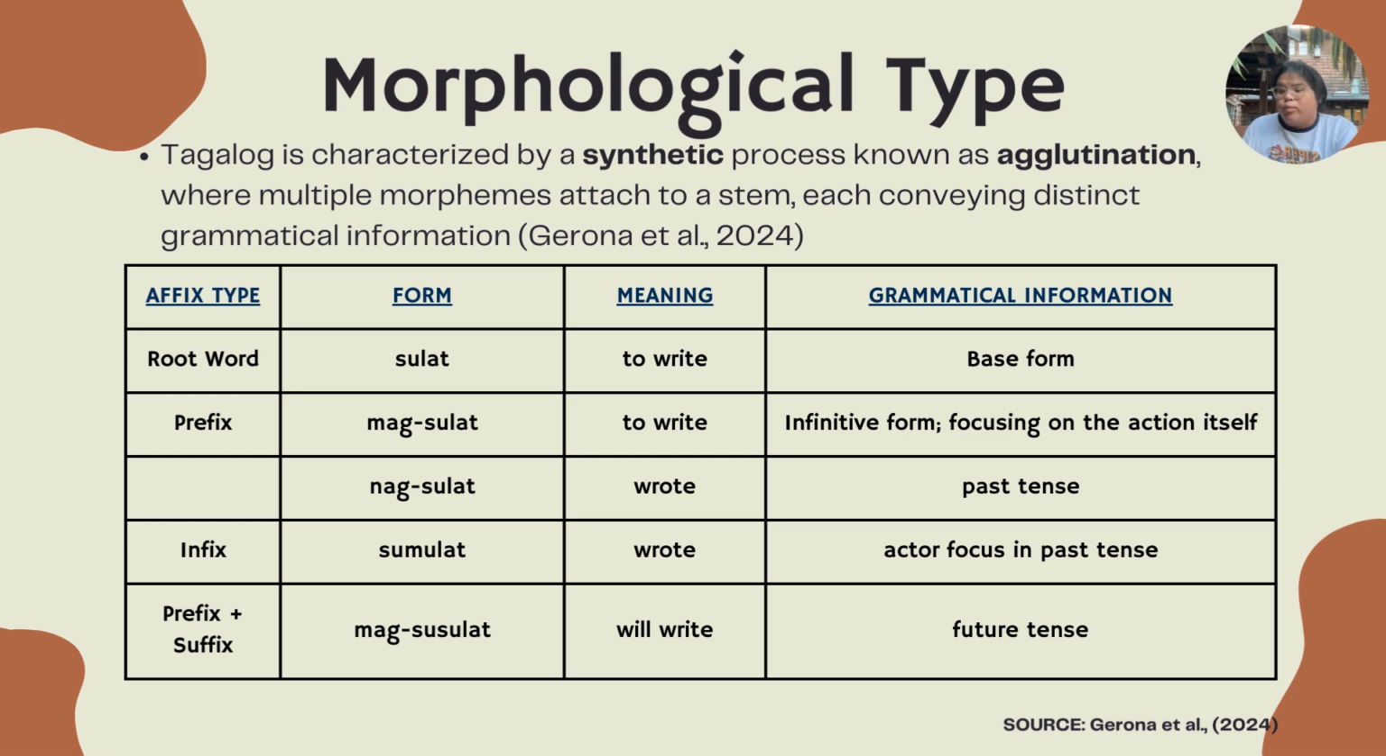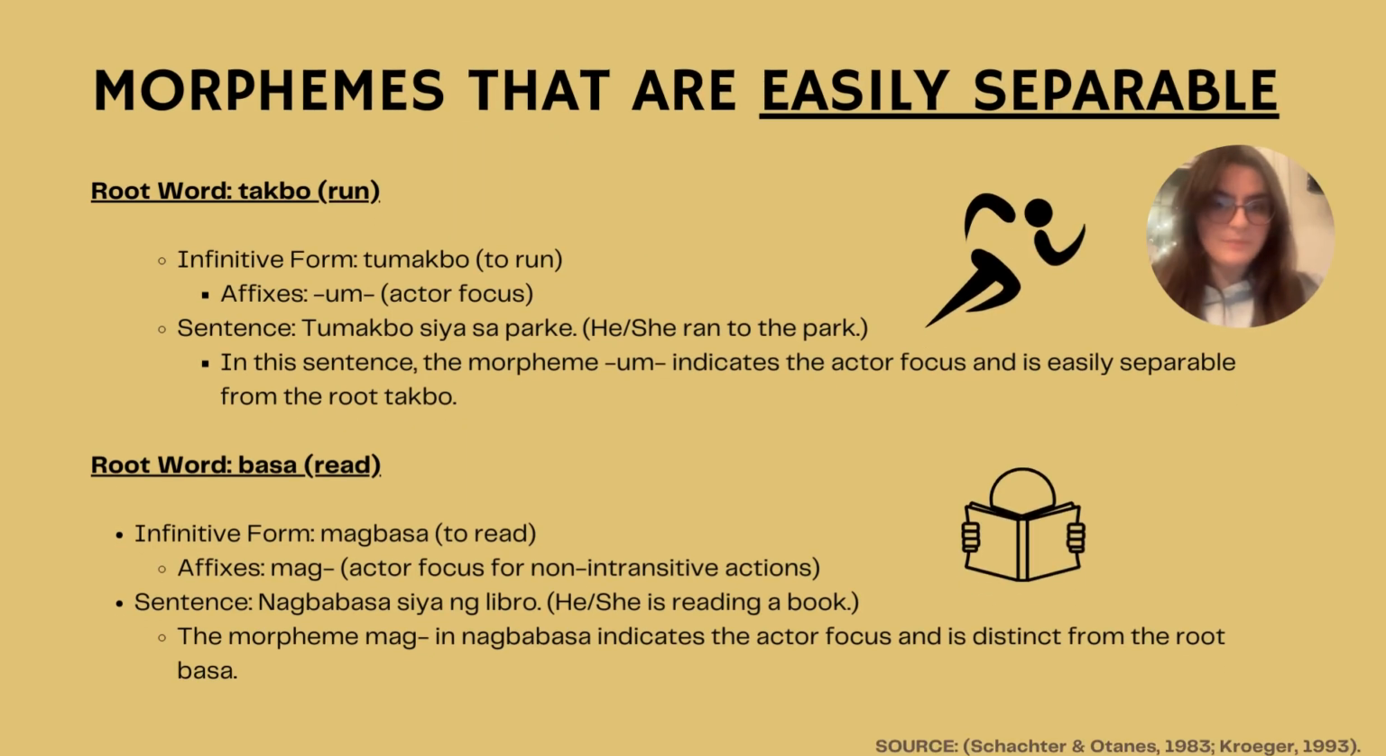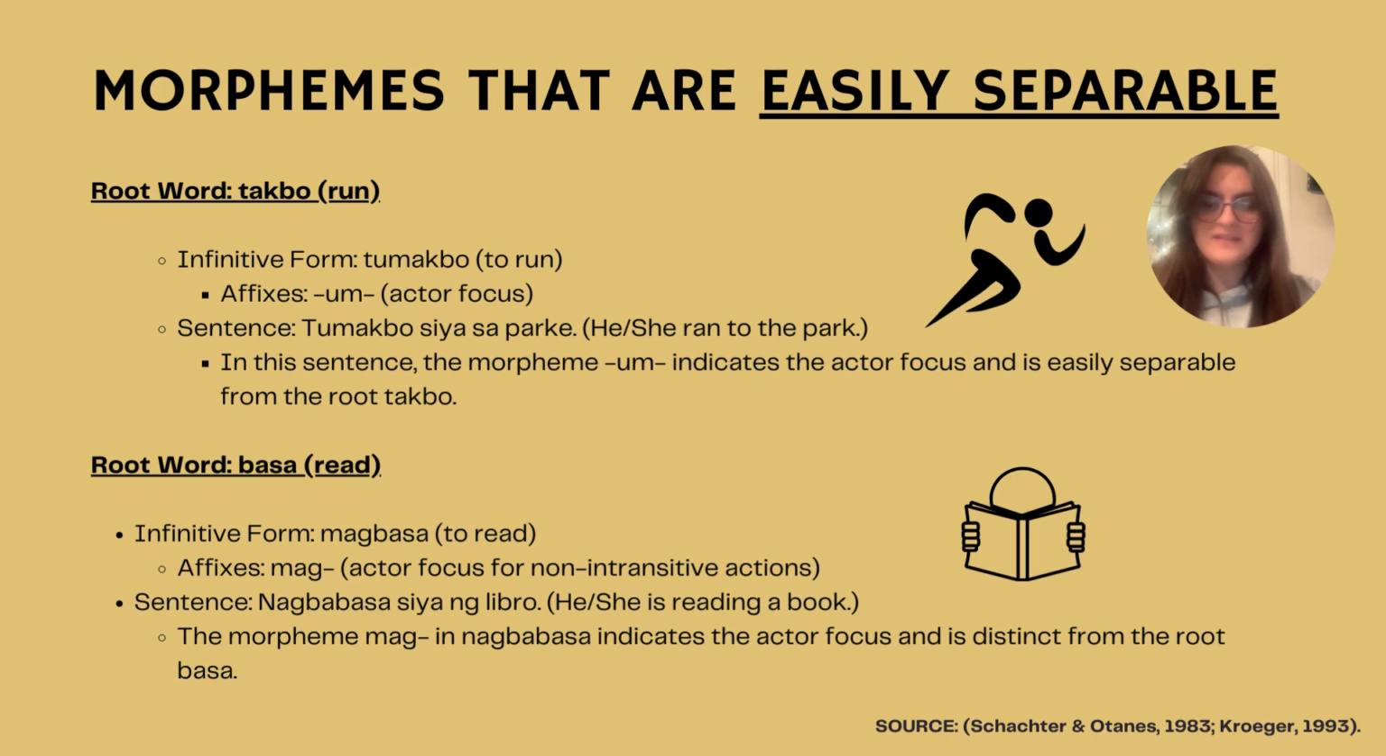Each affix added to the root word provides specific grammatical information, making Tagalog a synthetic language where the structure is built through these morphemes. Let's look at examples of morphemes that are easily separable in Tagalog. For the root word takbo, meaning run, the infix um creates tumakbo, meaning to run, which clearly indicates an actor focus and remains distinct from the root. Similarly, the root basa, meaning read, becomes magbasa with the addition of the prefix mag, signaling the actor focus for non-intransitive actions. An example sentence is nagbabasa siya ng libro, translating to he or she is reading a book.